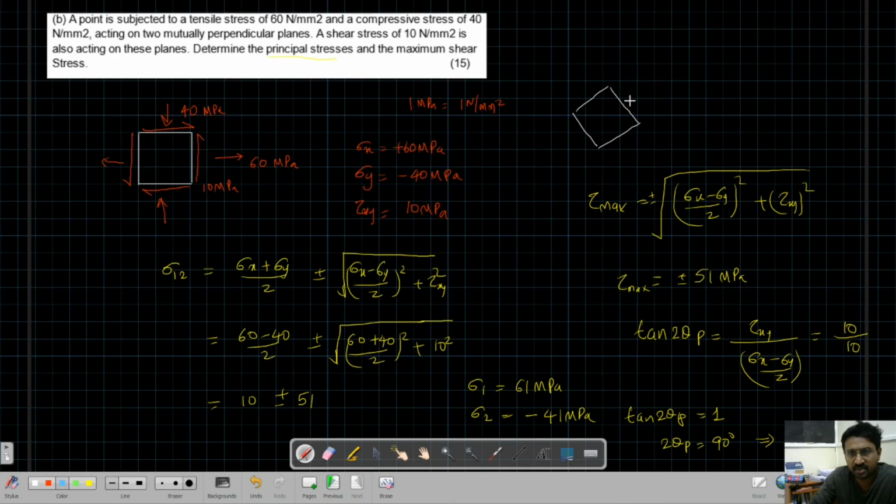So we have 61 MPa tensile here, and we have a compressive stress of 41 MPa. This also MPa, and this angle you can write as 45 degrees. Now this is the final stress block. There is no shear stress. That is why it is called principal stress. There is no shear stress in this plane. Now the maximum shear stress is in some other plane, so we will not answer that now.